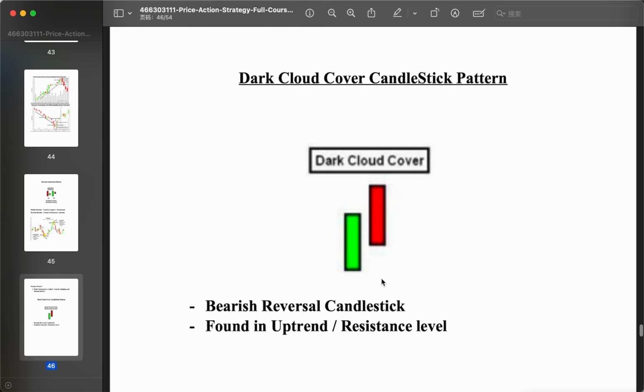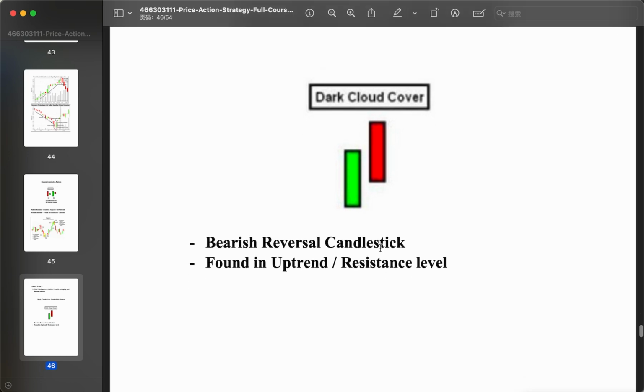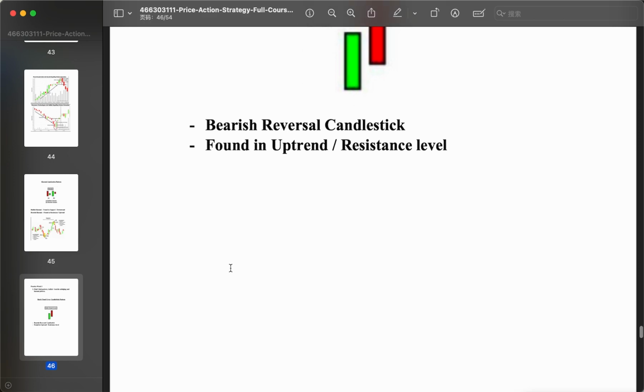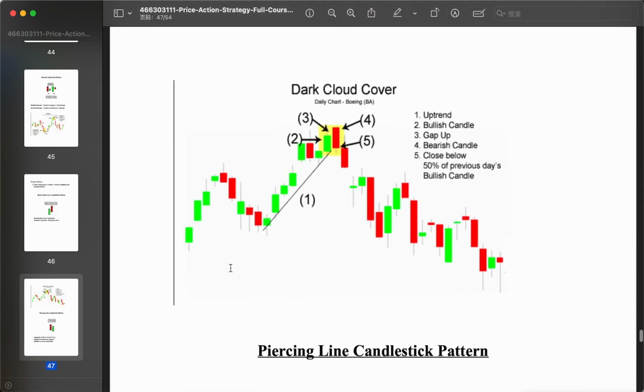So this is the dark cloud cover candlestick pattern. You see it's a lot similar. You have a green bar and also a red bar, and they look very similar. The range of both bars is quite similar, but they go in opposite directions. So this is a bearish reversal candlestick where you see the buying power, meaning the green bar, going up, and then you see the selling power going down, right? So you have precisely the same amount of money to buy and the same amount of selling force to sell. This can be found in uptrend or resistance level. Typically when you see that, it's another reversal signal.